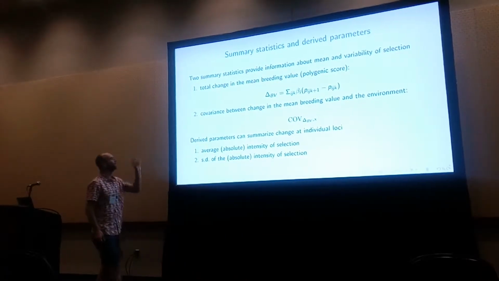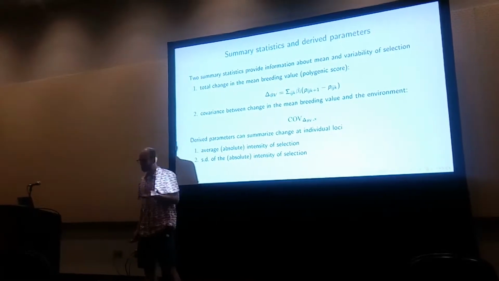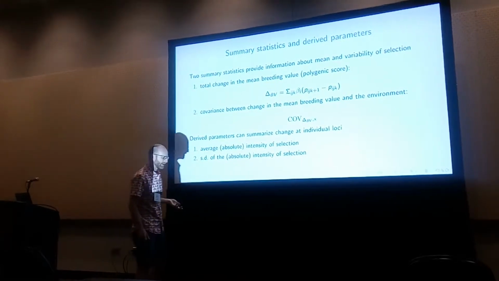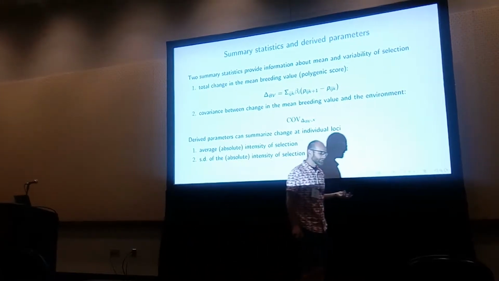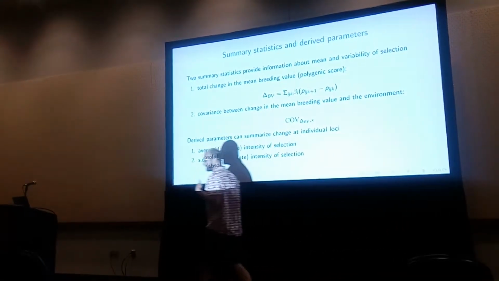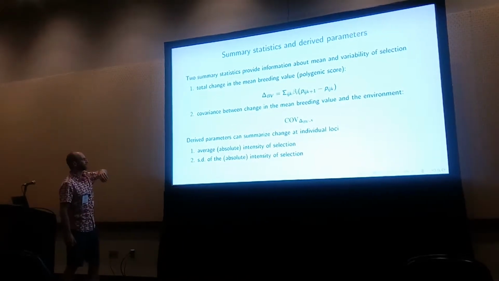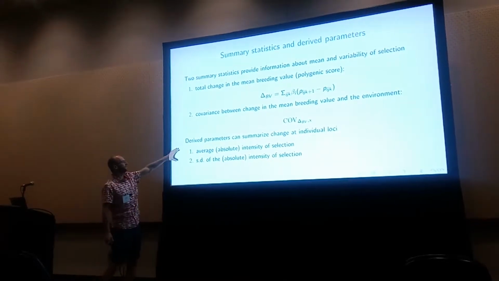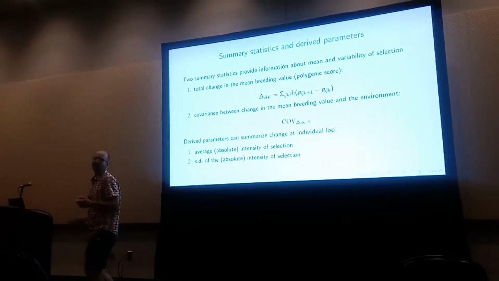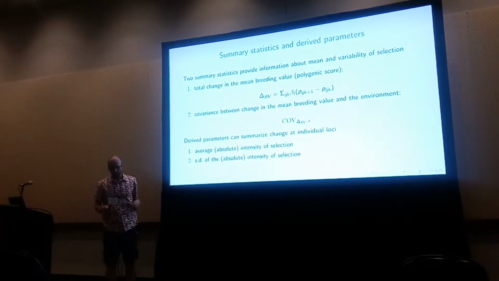Now, the two summary statistics I focus on capture most of the variation in the model and most of the information in the data. The first one is the sum of the expected change in breeding values, or the expected polygenic scores, across space and time. It tells you about the average strength of selection. The other is the overall covariance between change in the polygenic score or breeding value and the environment. Those are our two summary statistics. We can also get derived parameters that aren't part of the inference of the model, but things we can estimate too, such as the average absolute value of selection on individual loci, average selection on loci, and the variation in those things.